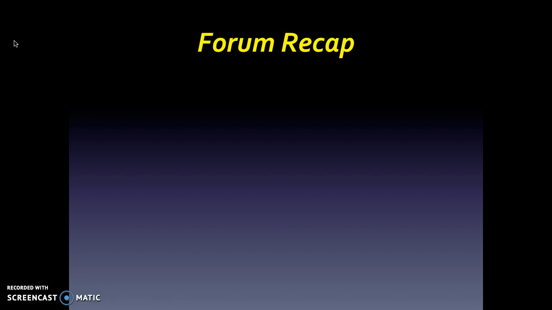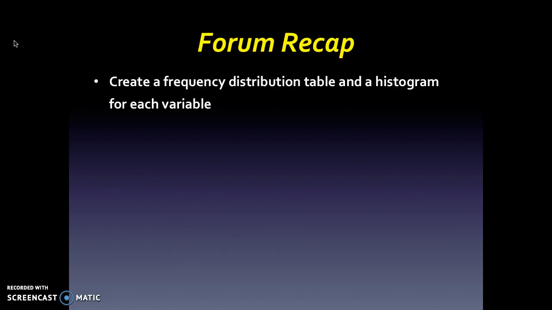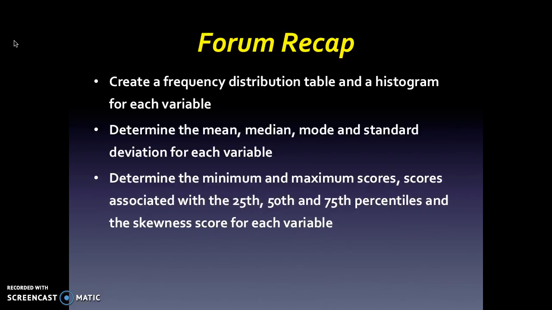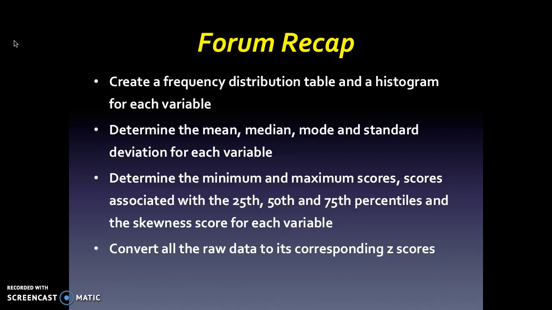This week you were asked to explore several statistical computations utilizing SPSS. These included frequency distribution tables, histograms, measures of central tendency and dispersion, specific scores and where they're located within a range or percentile rank, calculated skewness scores for a variable, and how to convert raw data into corresponding z-scores. Since we had a handful of questions regarding skewness, let's briefly readdress this topic.